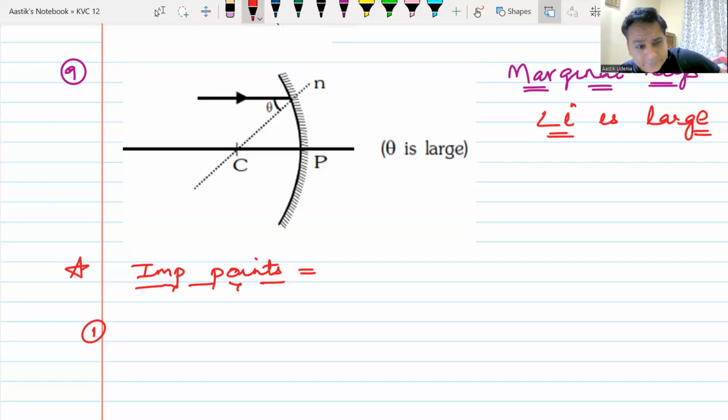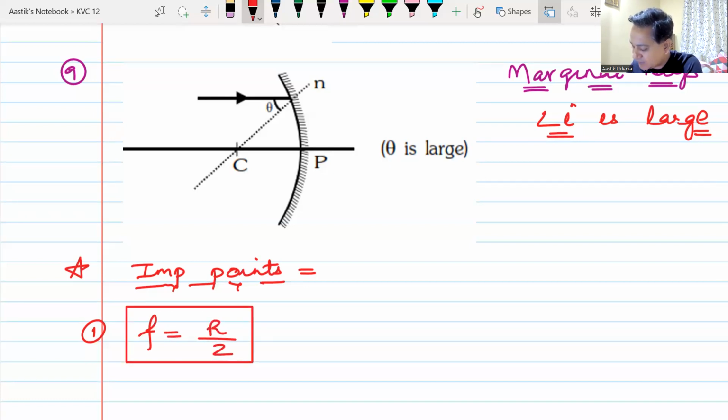Shall we move ahead? Then important points, and everyone knows this, so I will not say anything, and I'll just write this. I hope everyone understands this. Remember this. Oh, I forgot one definition.